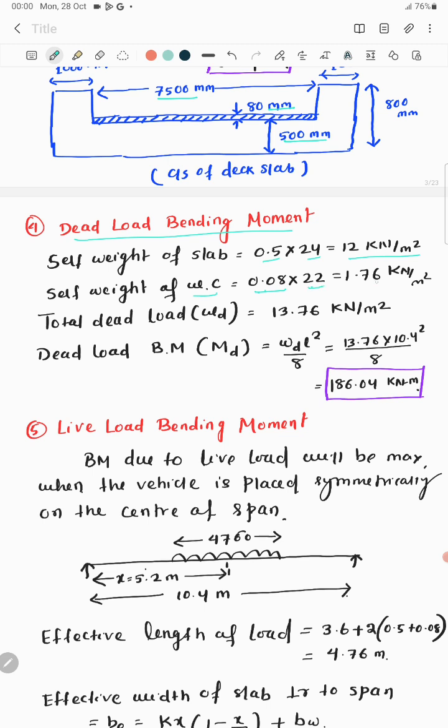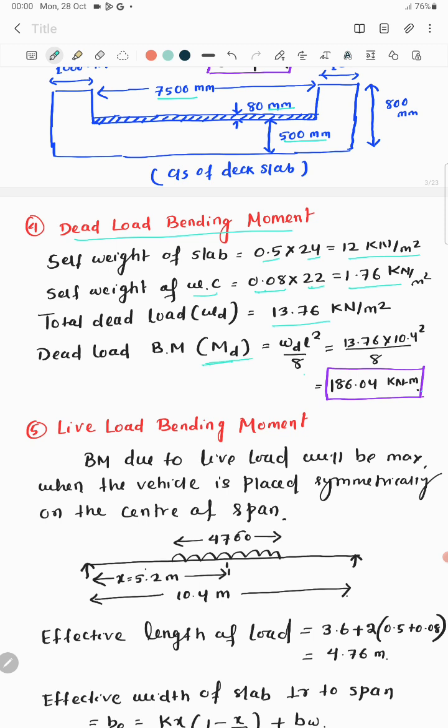So this is coming 1.76 kilonewton per meter square. So total dead load can be obtained by adding these two, that is 13.76 kilonewton per meter square. Now we can calculate the dead load bending moment, that is WL square by 8. The effective span is 10.4 meter. So we got this value 186.04 kilonewton meter as the dead load bending moment MD.